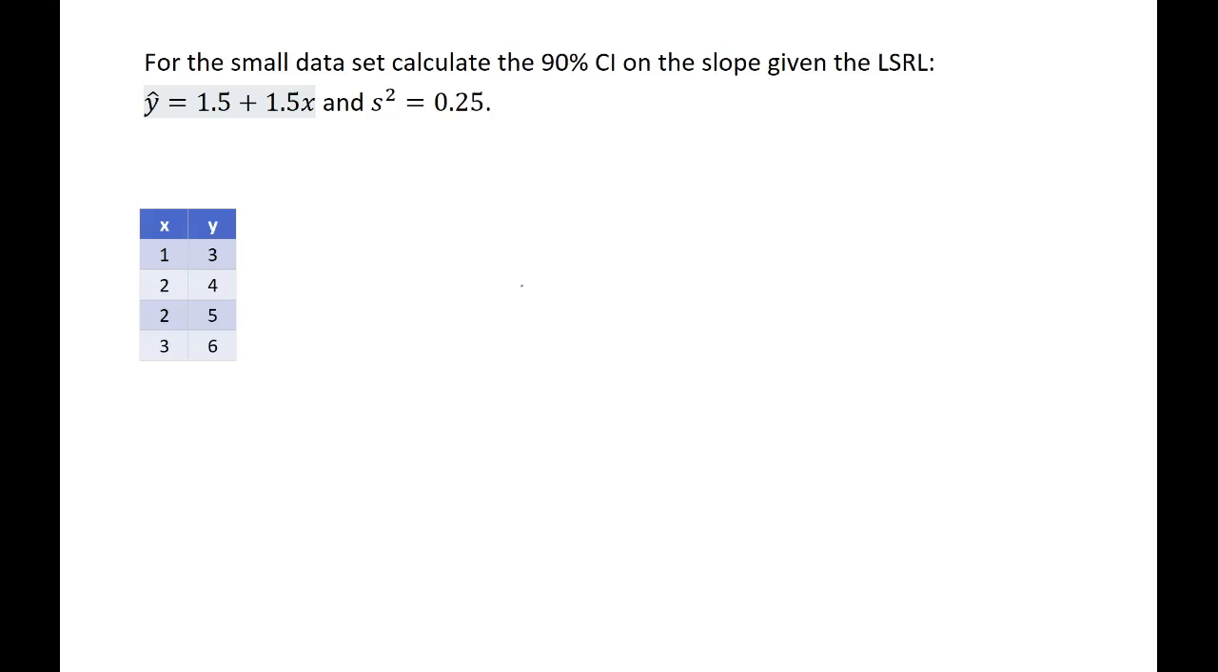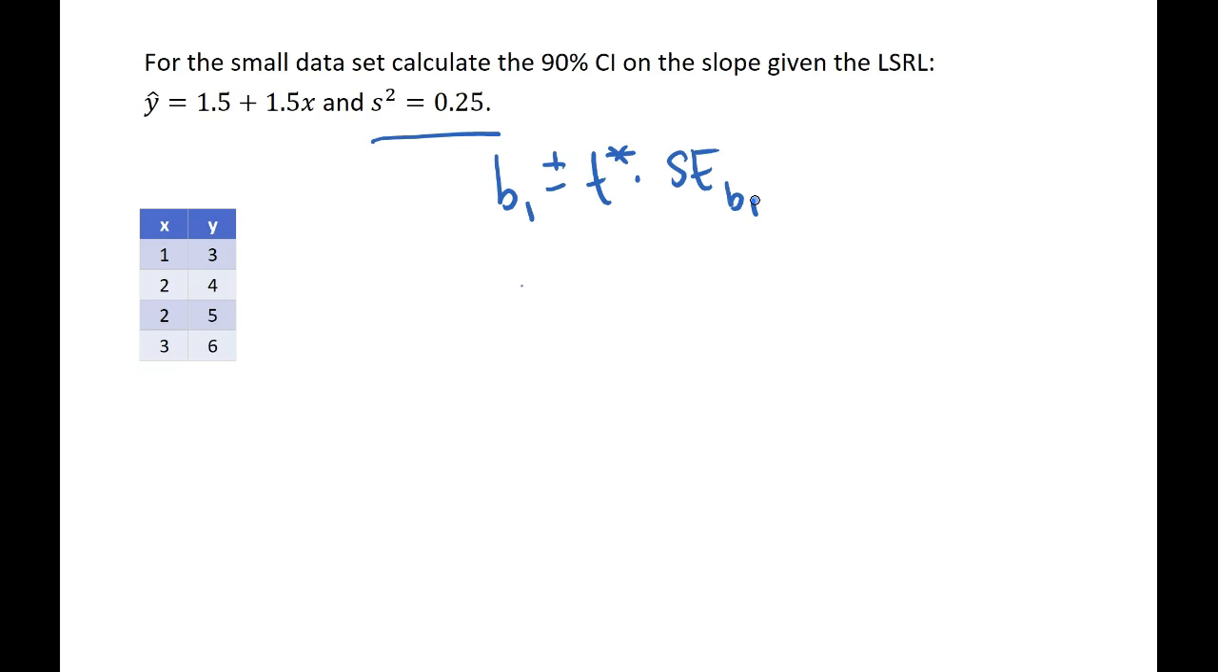For the small data set, we're going to calculate the 90% confidence interval for the slope. Given our least squares regression equation is y hat equals 1.5 plus 1.5x, and s squared, the estimate for the sample variance, is equal to 0.25. Recall that for a confidence interval on the slope, our point estimate is b1 plus or minus a t critical value times the standard error of our estimate b1.